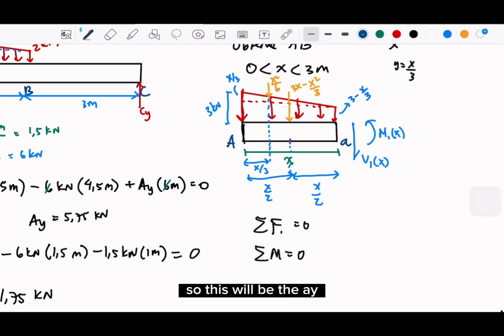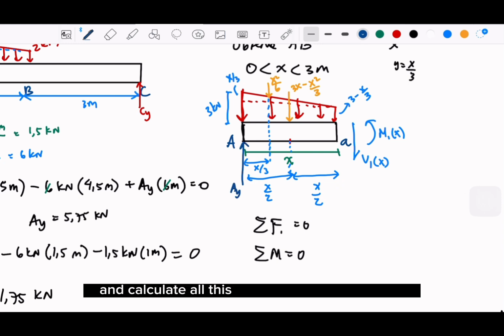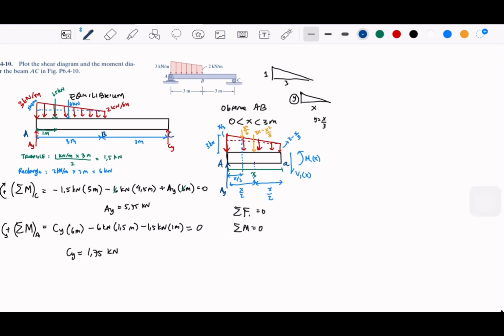So this will be the AY. And calculate all these components. We get for this statics for sigma F equals 0 and sigma M equals 0. We get all the components we need, and then we can bring those equations and write down the diagram.